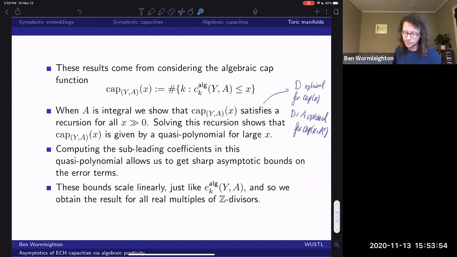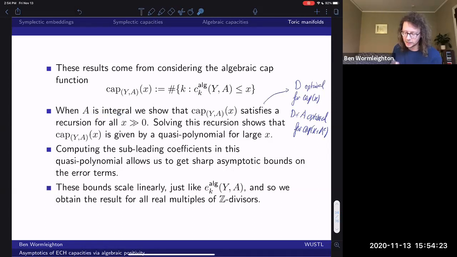And then the subleading asymptotics, that's exactly controlled by the subleading coefficients in this quasi-polynomial. So those periodic coefficients which are appearing, the asymptotics are exactly controlled by those. And so doing a careful analysis of that function means that you can conclude those bounds on the error terms. But this was all under the assumption that A was integral.